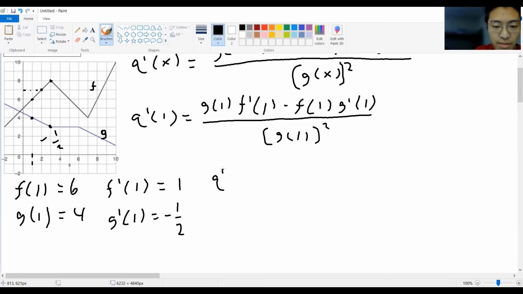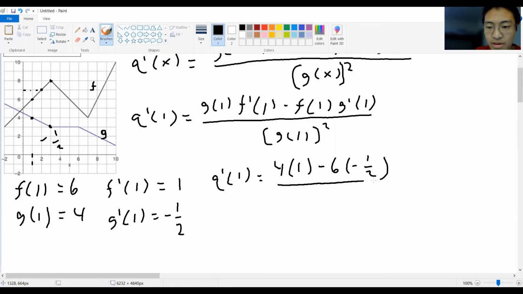So q prime of 1 equals g of 1. Let's plug that in. That was 4. F prime of 1 was just 1. F of 1 is just 6. And the g prime of 1 was just -1 half. And then we divide that by g of 1 squared. G of 1 was 4. We take that value and we square it.